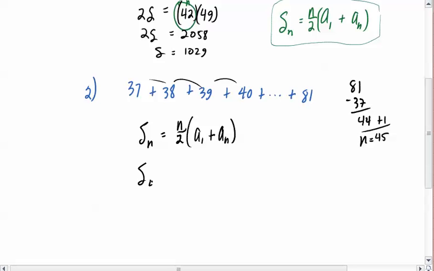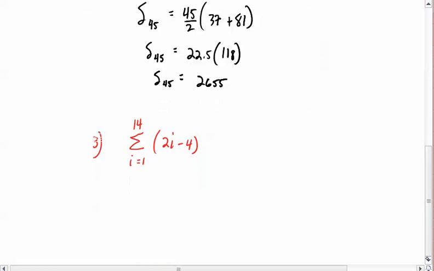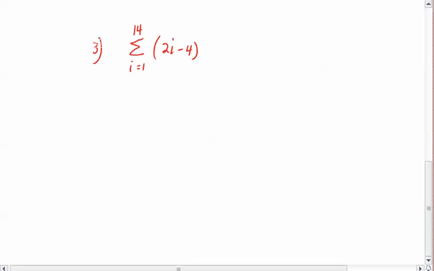So here I go. S sub 45 is equal to 45 over 2, a sub 1, which is 37, plus a sub n, which is 81. So we get s sub 45. The sum of all 45 of them is 22.5 times 118. So the sum of all 45 of those numbers is 2655. Pretty cool, huh?